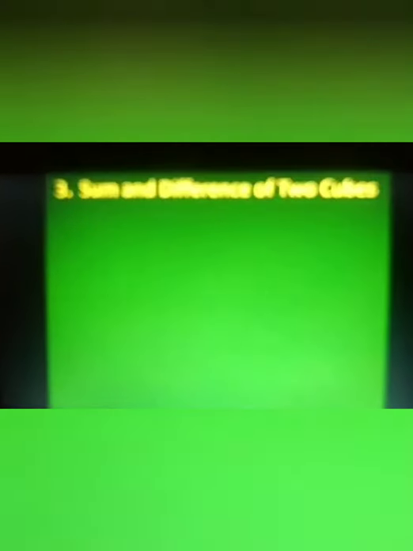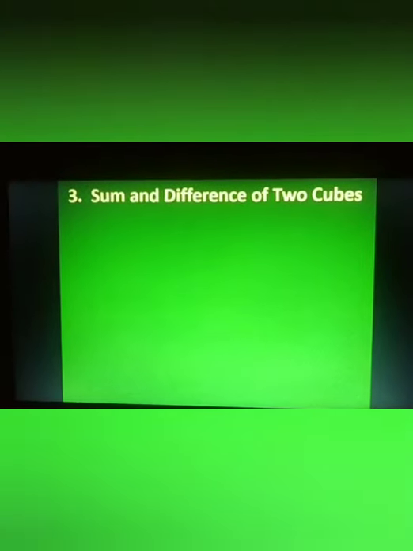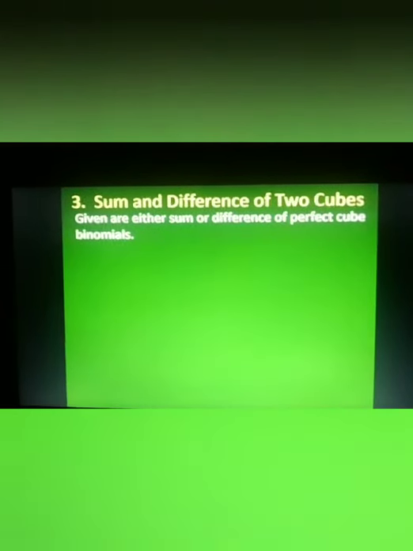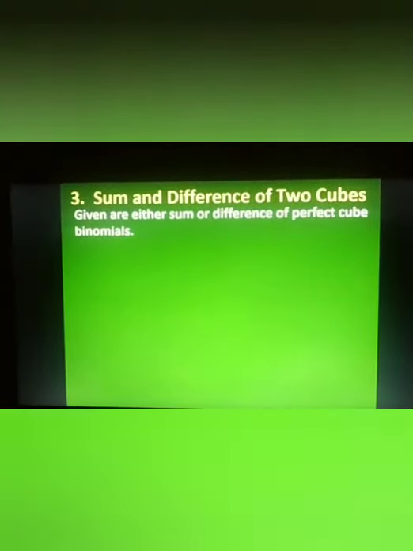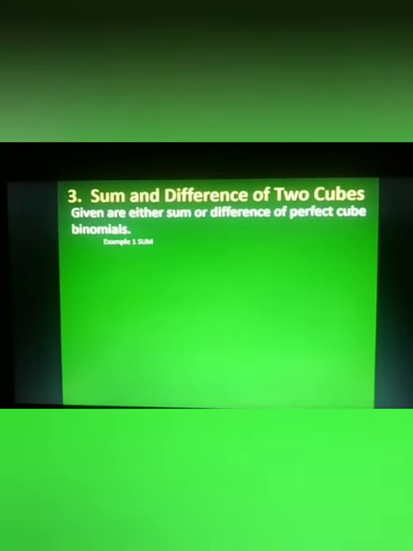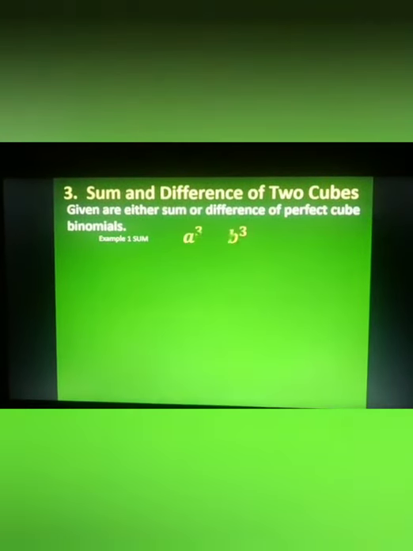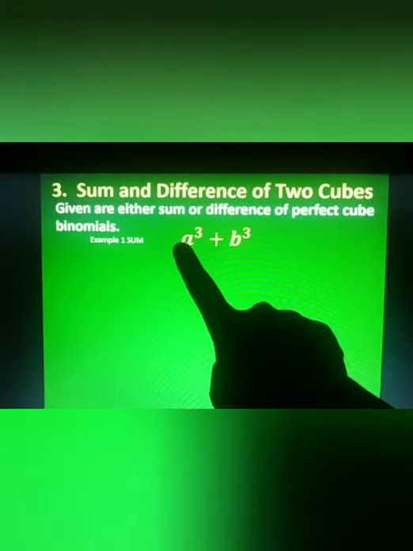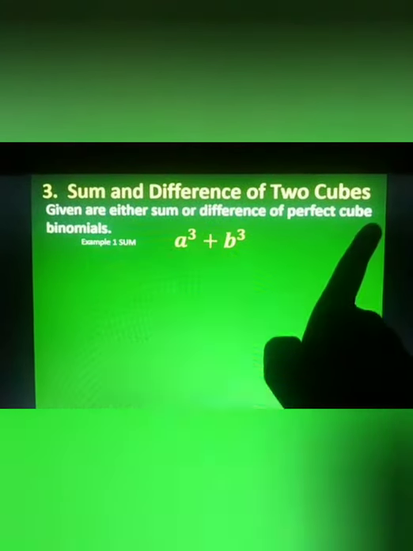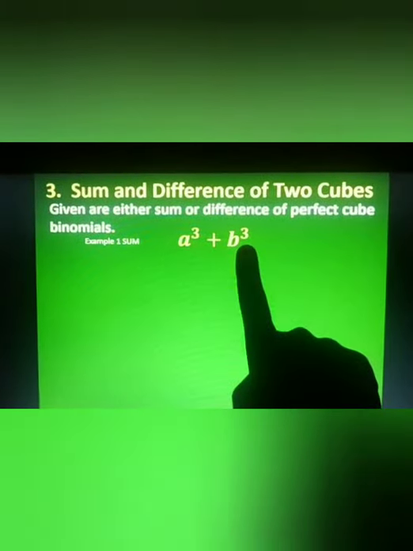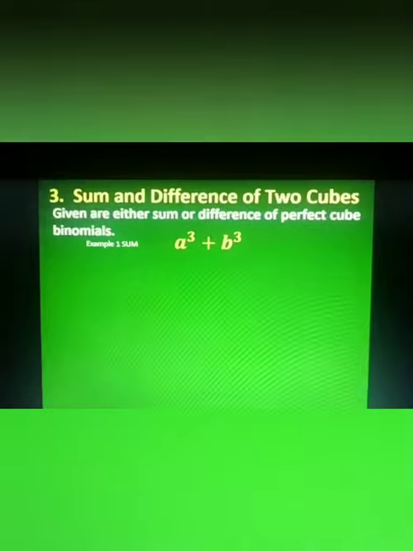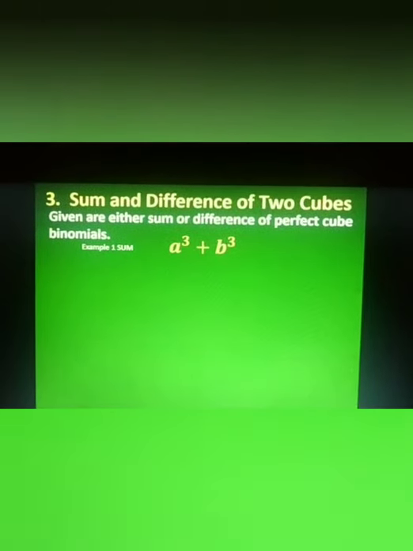Next, number 3. Sum and difference of two cubes. Ari class, may pattern ini. Okay? So, you have to follow. Given are either sum or difference of perfect cube binomials. So, example number 1, sum anay. Diba we have sum and difference? Ini sum, kay plus mo. The first term must be a perfect cube. O, perfect cube, perfect cube. When you say perfect cube, these are numbers or variables wherein the factors are 3 equal numbers or equal variables.